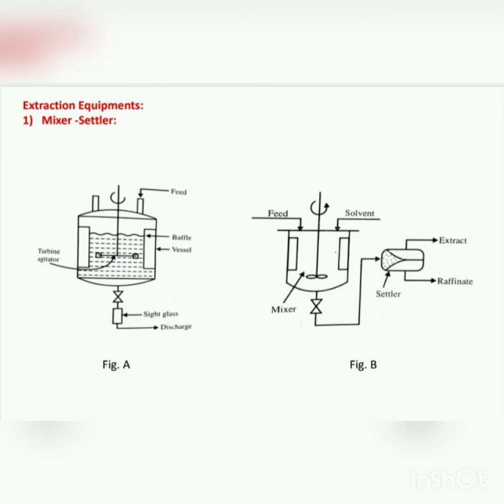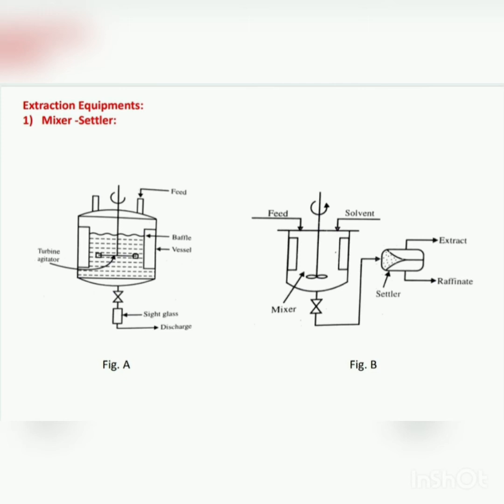In case of batch operation, as shown in the figure, the mixer and settler may be the same unit, which is a vertical tank with a turbine or agitator. It is provided with an inlet for feed and solvent at top and outlet at bottom for product. At the end, agitation is stopped and both the phases are allowed to separate.